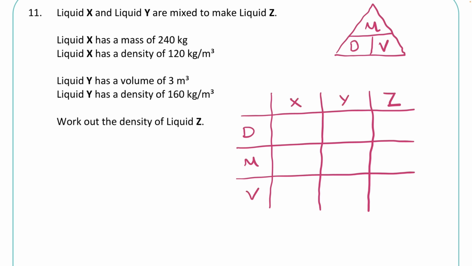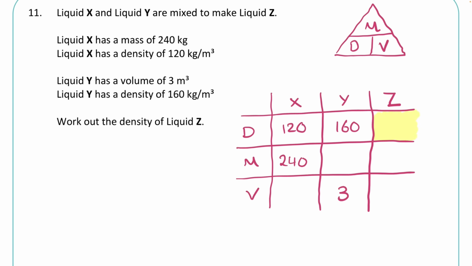So the information given to us is that we have a mass of X, and that is 240, and we have a density of 120. For liquid Y, we have a volume of 3, and we have a density of 160. And we want to work out the density of liquid Z. So we're looking to work out this box just here.